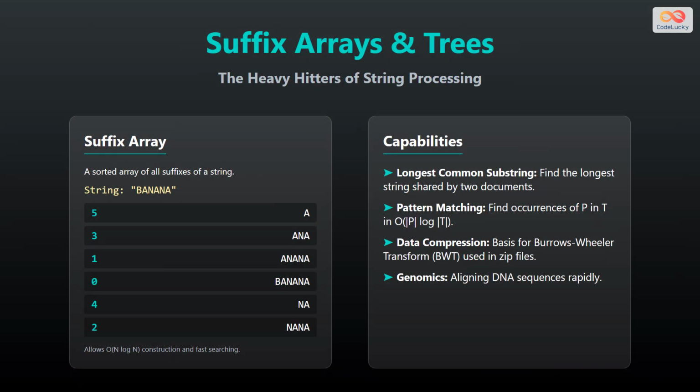Now we enter the territory of heavy hitters: suffix trees and suffix arrays. A suffix array is simply a sorted list of all possible suffixes of a string. While it sounds simple, this structure allows us to answer incredibly complex queries, like finding the longest common substring between two documents or performing fast pattern matching in linear time.